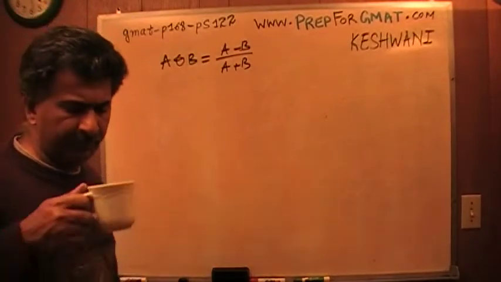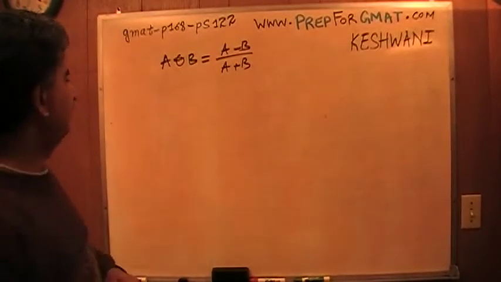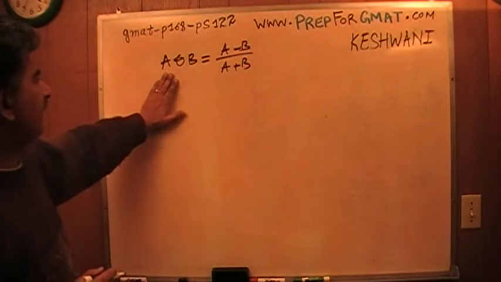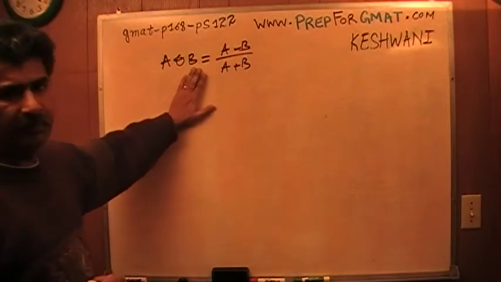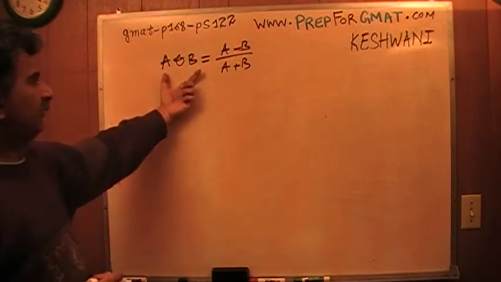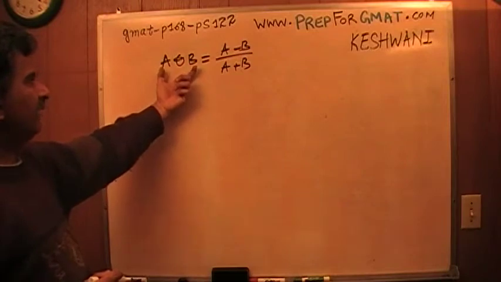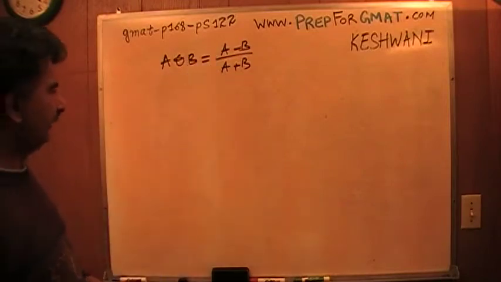The set of instructions are: whatever we see on the left hand side, we have to take that, and from that we have to subtract whatever is given on the right hand side. In other words, we're supposed to take the difference of the left hand side and the right hand side, and divide that difference by the sum of the left hand side and the right hand side.